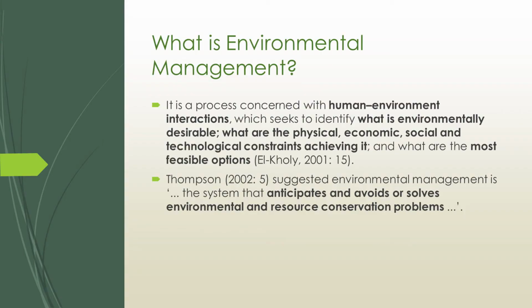According to Yale Coley, it is a process concerned with human-environment interactions which seeks to identify what is environmentally desirable, what are the physical, economic, social, and technological constraints to achieving it, and what are the most feasible options. And Thompson suggested environmental management is the system that anticipates and avoids or solves environmental and resource conservation problems.